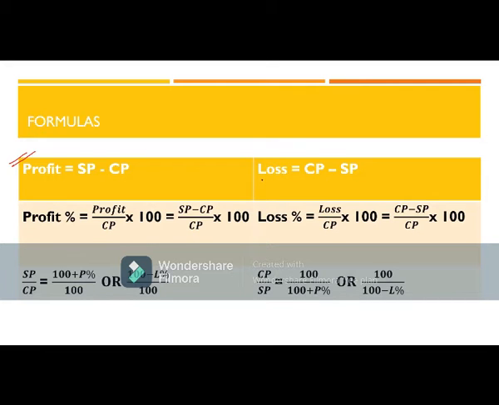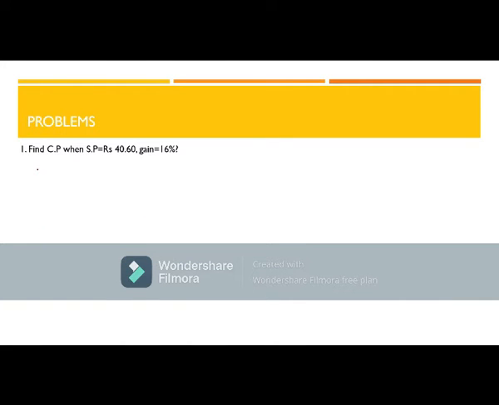If you have gone through the concepts well, no need to remember the formulas. So we have the first problem, that is find CP when SP equal to 40.60 and the gain percentage is given. So in such kind of problems, we can directly use the formula, that is CP by SP equal to 100 divided by 100 plus gain. So from here we can say that CP equal to 100 divided by 100 plus gain.